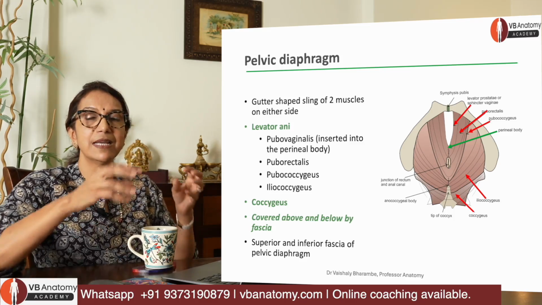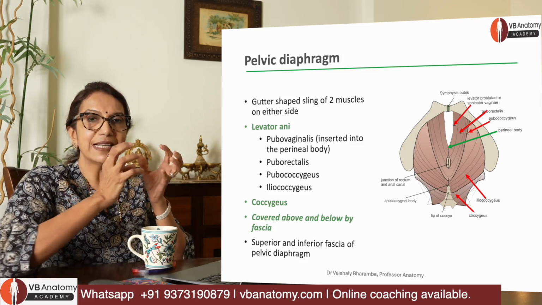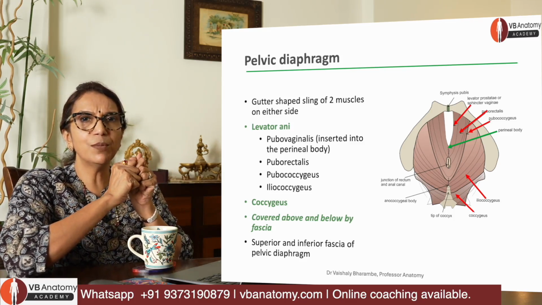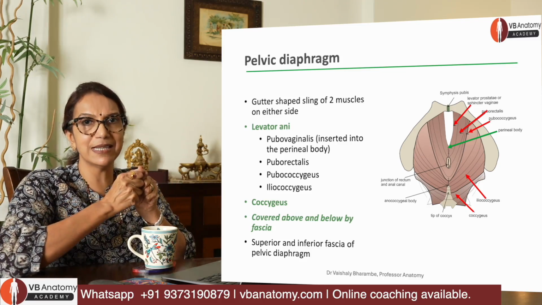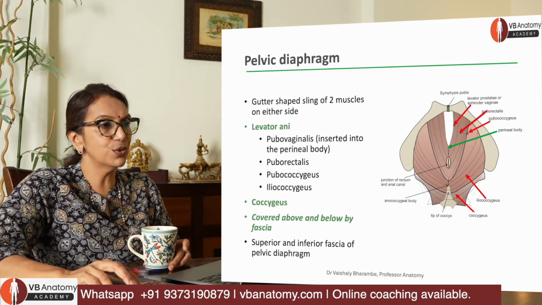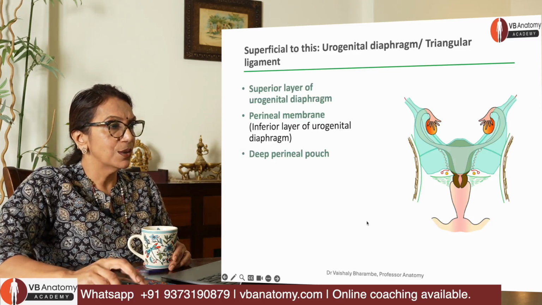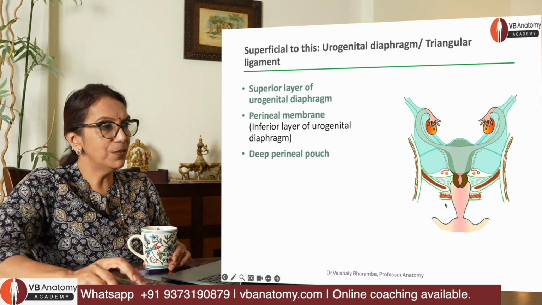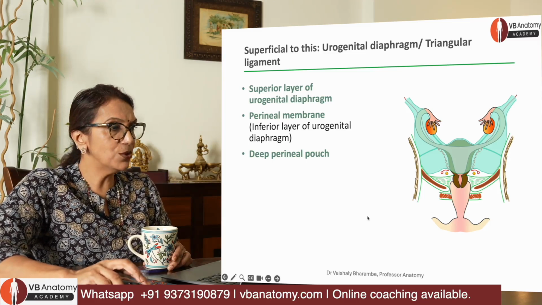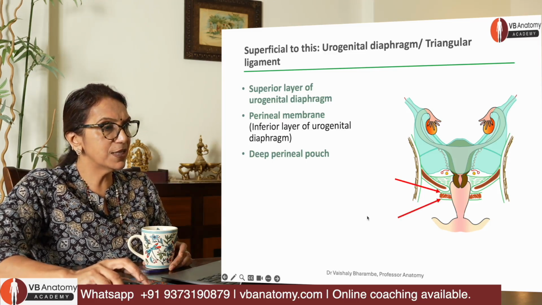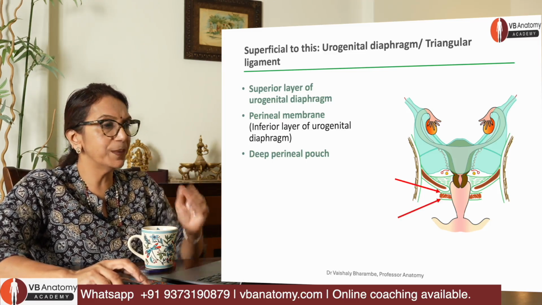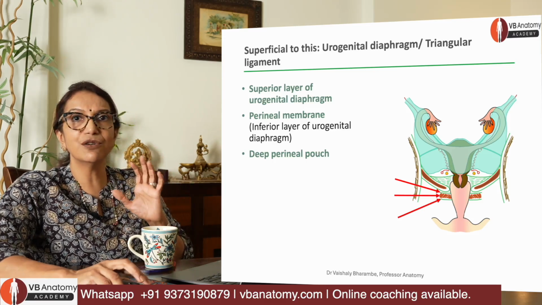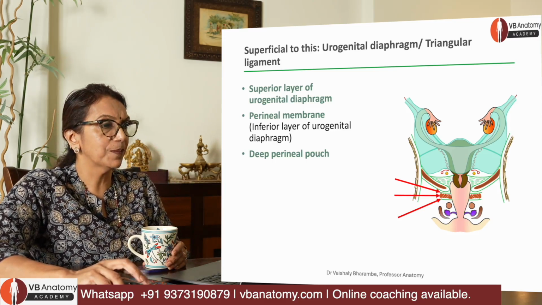Many of these muscles are inserted into the perineal body, which acts like a central fibromuscular body holding all of them in the center. We will discuss its role soon. Here is the urogenital diaphragm with the contents of the deep perineal pouch, which is bound above by the superior layer, below by the perineal membrane, and inside by the contents of the deep perineal pouch.